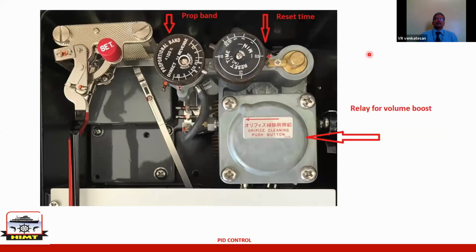Here you can see this is the proportional band. This is the integral time, also known as reset time. Have you seen this part in your vessels? This is a pneumatic relay for increasing the output to the actuator. So these are the dials which need to be adjusted when you are tuning your controller. We'll come to that tuning part.